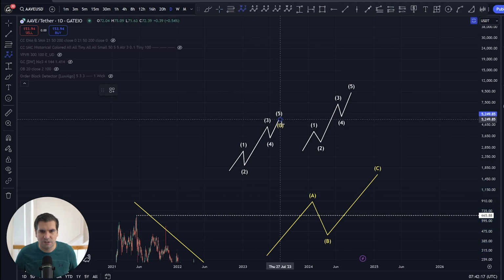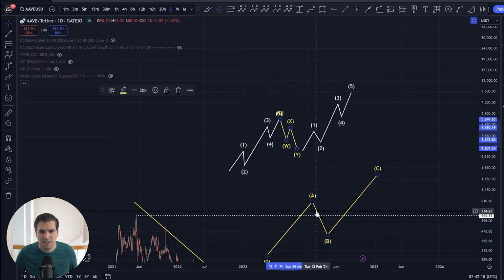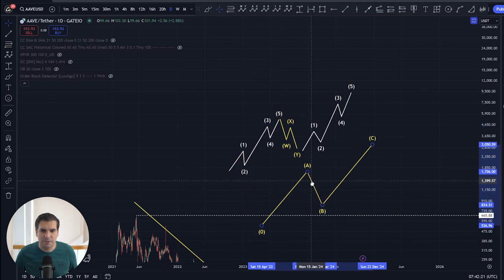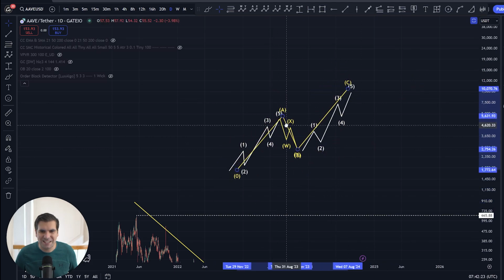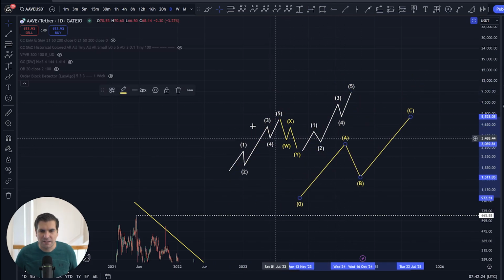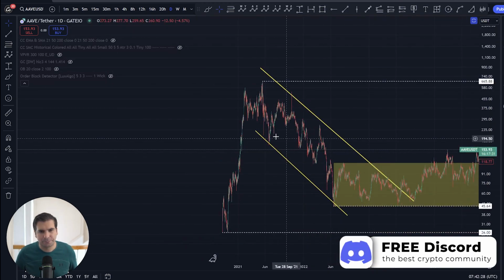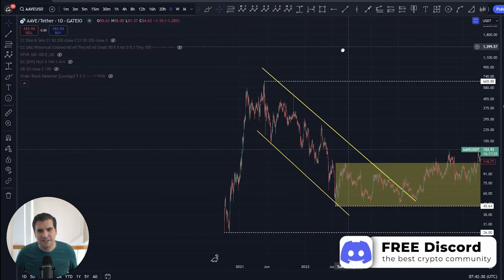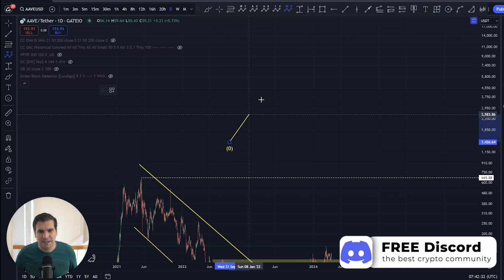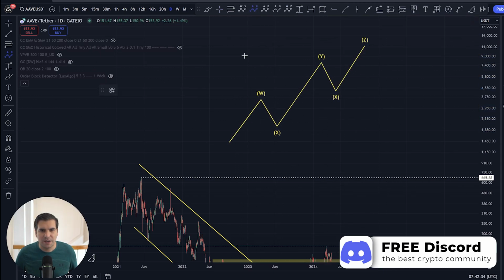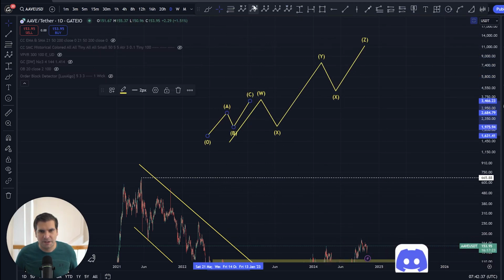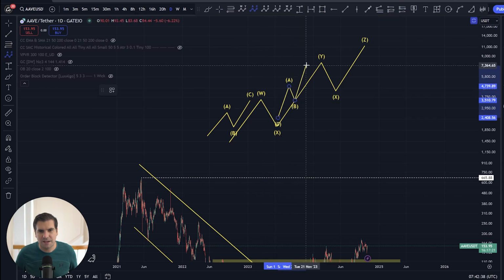So I'll just go ahead and draw a little WXY for the argument's sake here. We have 5 waves up, 3 waves down, 5 waves up, and that essentially is an ABC structure like this. On the macro scale, we can just call it ABC. Now inside a WXYXZ, you have 3 of those zigzag patterns. So you have your ABC there, you have your ABC here, and you have your ABC there.